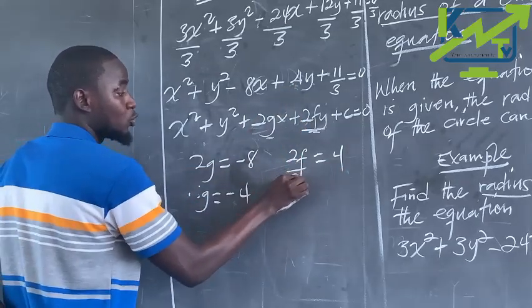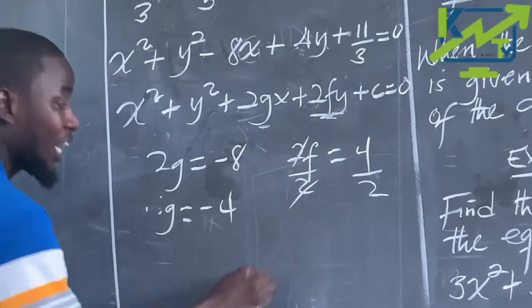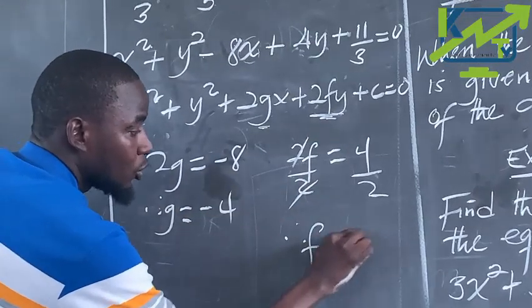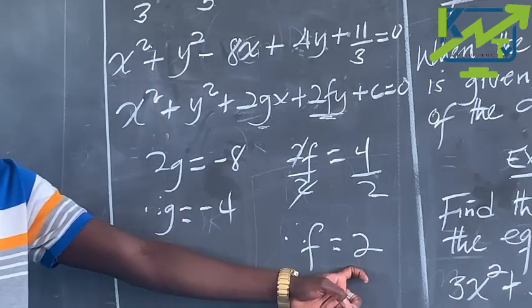So you divide here by 2, you divide here by 2 as well. So this one and this one will cancel. So therefore, your f is going to be equal to what? 2. Are you there? So your f is going to be equal to 2.